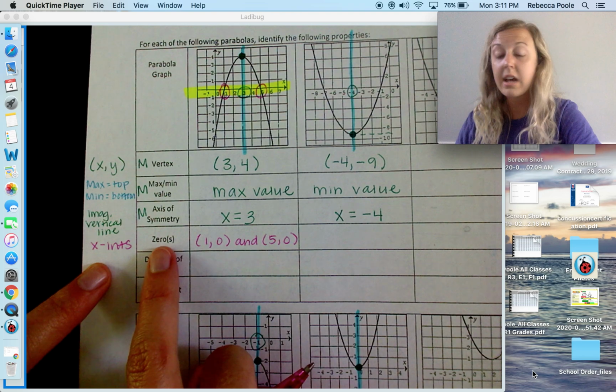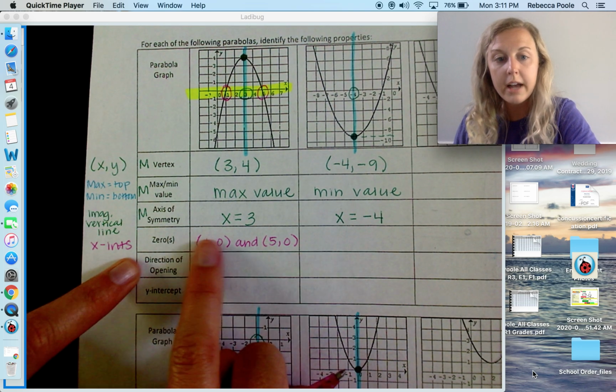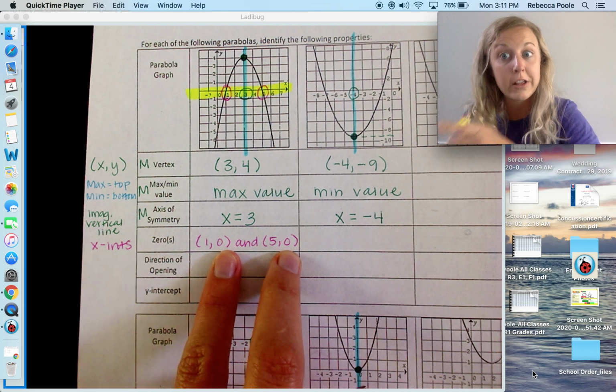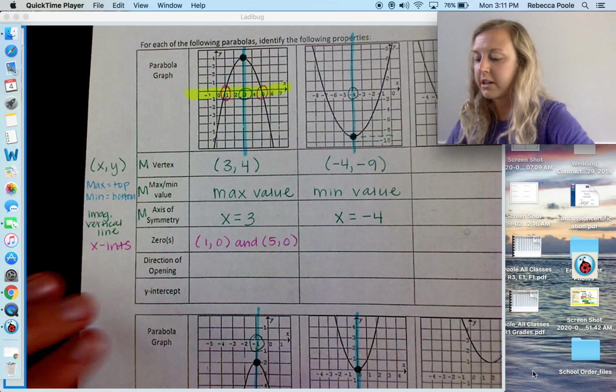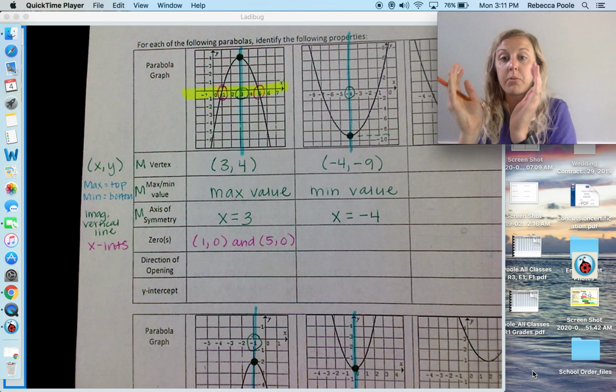So my x-intercepts, my zeros, are 1, 0, and 5, 0. And hopefully you realized, okay, maybe they're called zeros because the y is always 0. That's right. Very good. Okay? All right, this is one of my favorites. Direction of opening. You're just looking at where the ends of the parabola point.